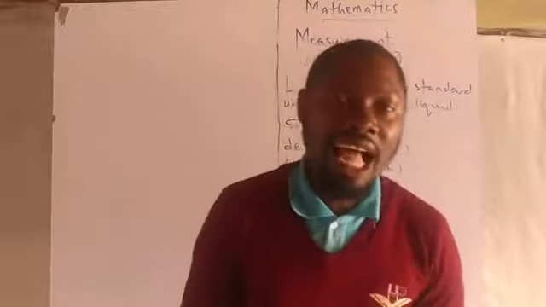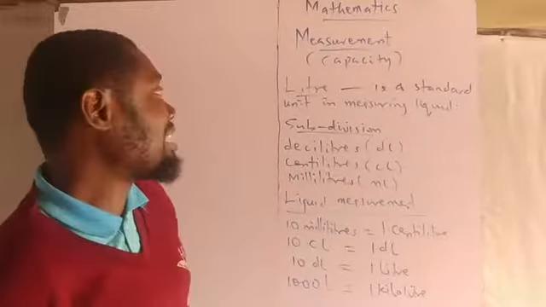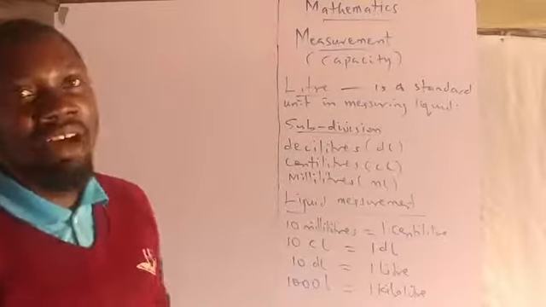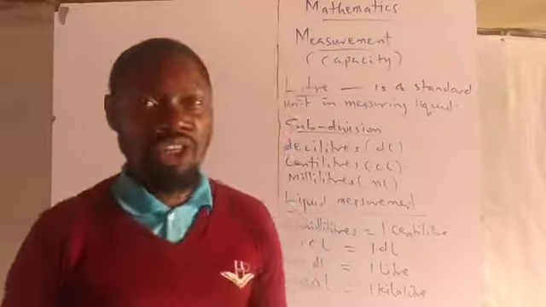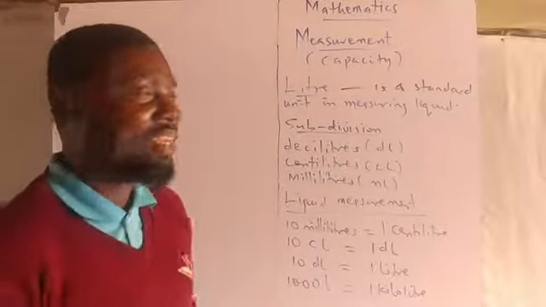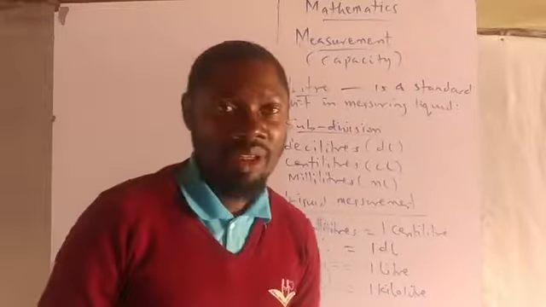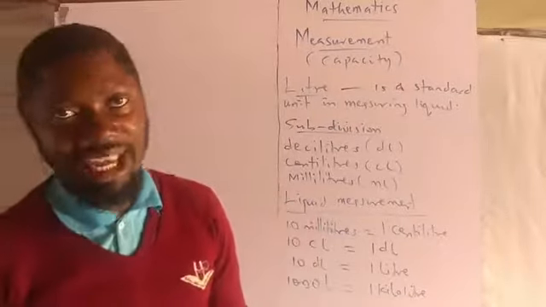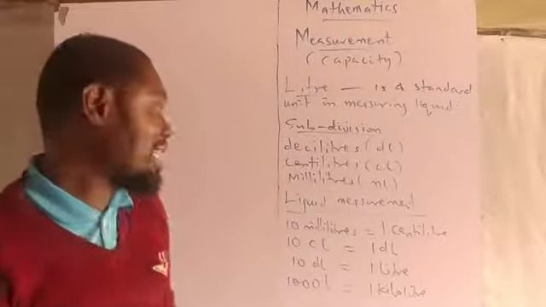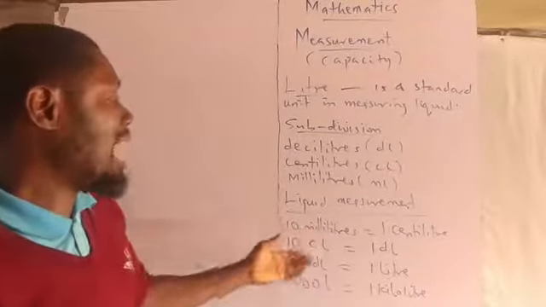Okay, great scholars. Let us consider still our capacity of measurement. In the previous class, I treated liter with you. I said a liter is a standard unit for measuring liquid, and it is subdivided into deciliters, centiliters, and milliliters. We have the liquid measurement here from milliliters to kiloliters.